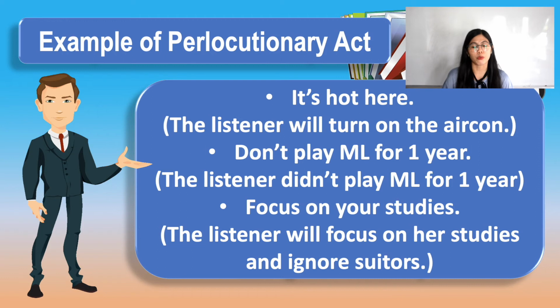Next example, when your girlfriend commanded you not to play ML for an entire day and you obeyed her, that is an example of perlocutionary act. Another example, when your parent told you to focus on your studies and that statement has an effect on you, you focus on your studies and ignore thousands of your suitors, well, that's what we call a perlocutionary act.